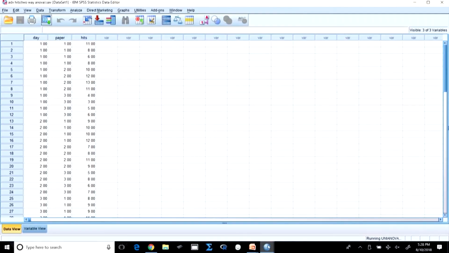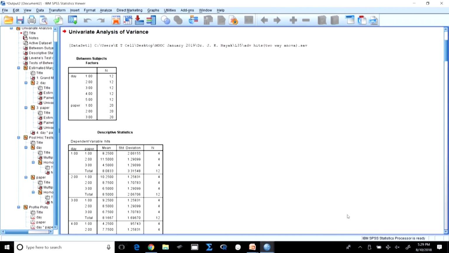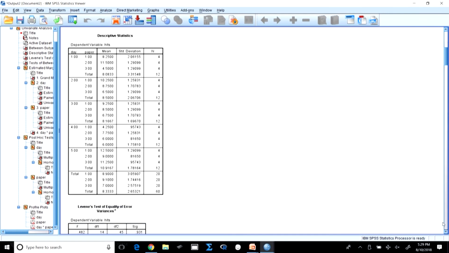So, let us go to the output table. If you go to the output, there are 5 days, 12 respondents each we have taken, and 3 papers. So, the 60 is divided into 3, 20, 20, 20. Now, let us look at the mean. Now, day 1, let us say day 1 paper 1, day 1 paper 2. Now, look at the mean.